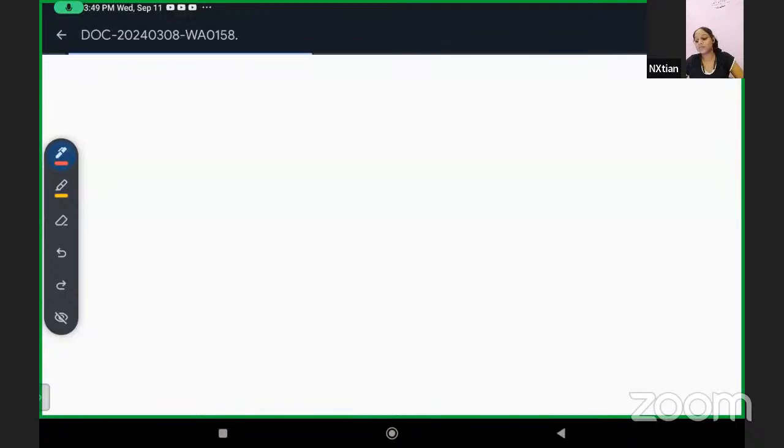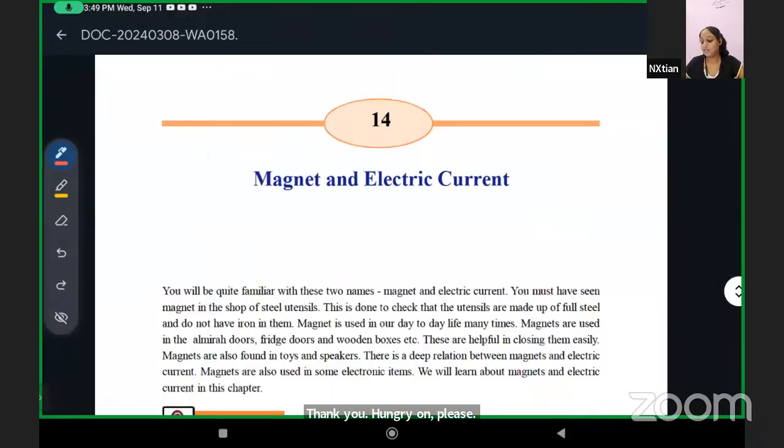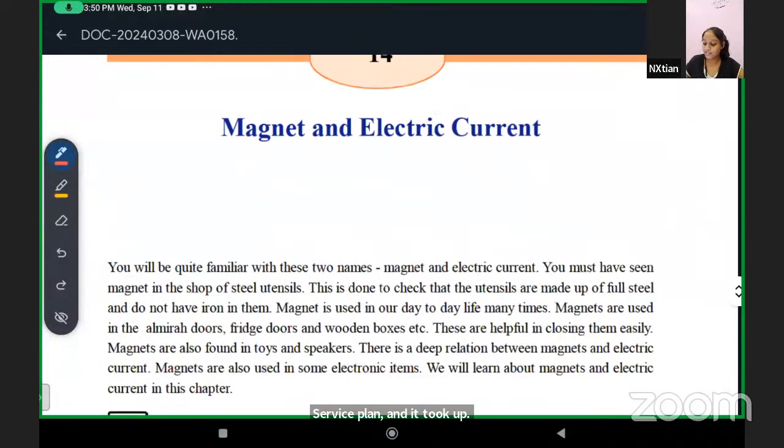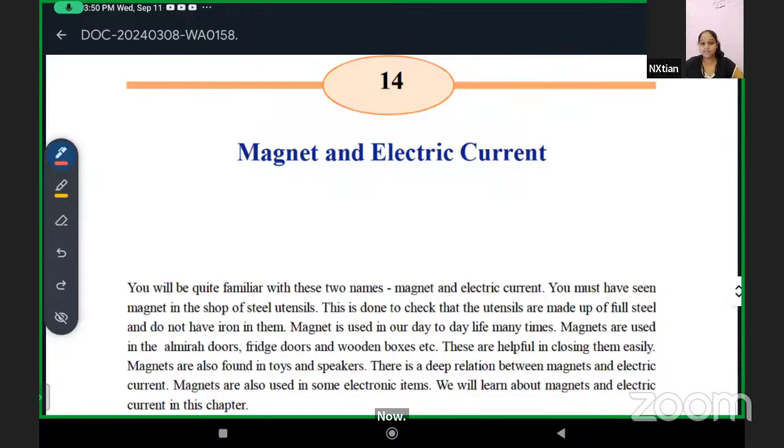Abraham, video on, please. So today we are going to start the 14th chapter, that is magnets and electric current. Now, have you seen a magnet before? When I was a kid, I used to play with magnets a lot, like this kind of shape. We used to do experiments with it, trying to pick different metal things with the magnets.